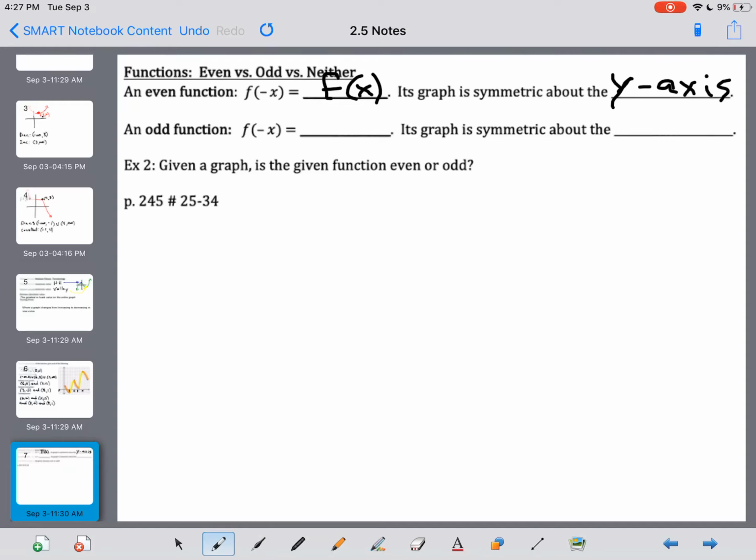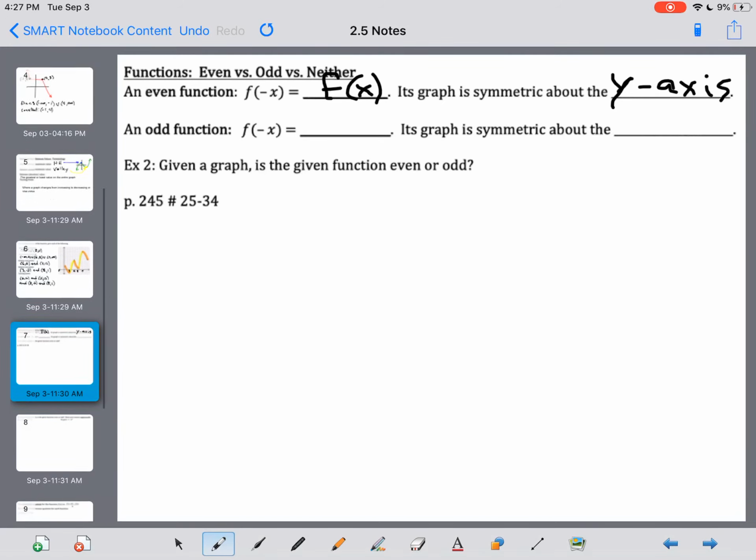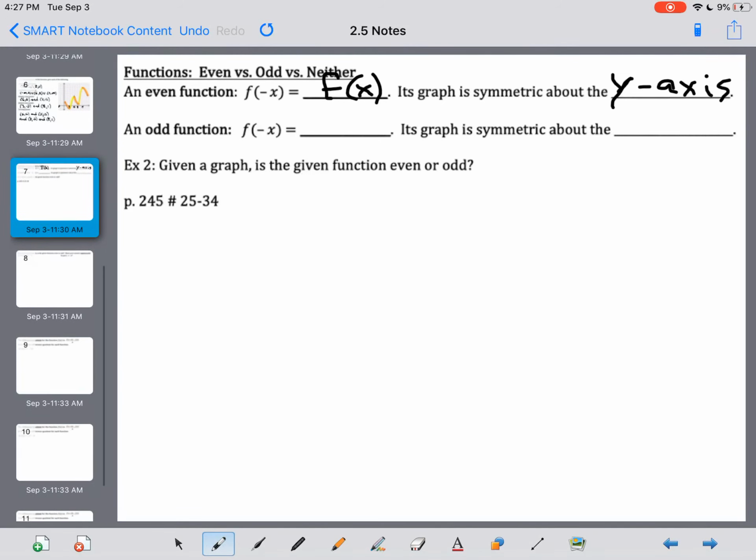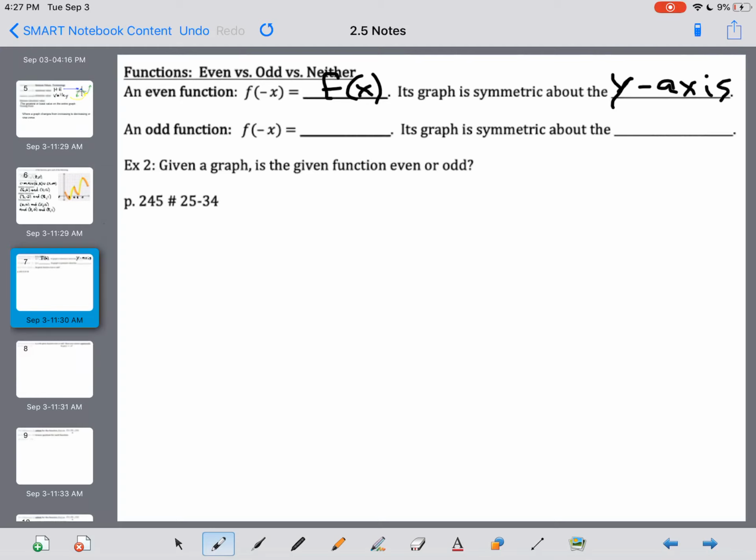Now, we'll take a look at some graphical examples and some examples in terms of functions here in just a second. Then an odd function, right? If I plug negative x into an odd function, I should get the exact opposite of what I started with. Okay, now an odd function is symmetric about the origin. So a few examples of graphs. Again, it says to take a look at numbers 25 through 34 in the book. I'll sketch a couple of them out here.